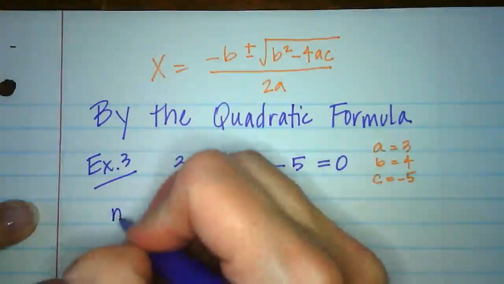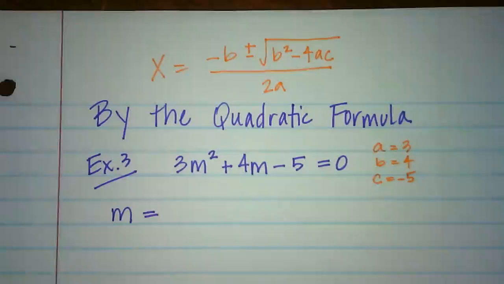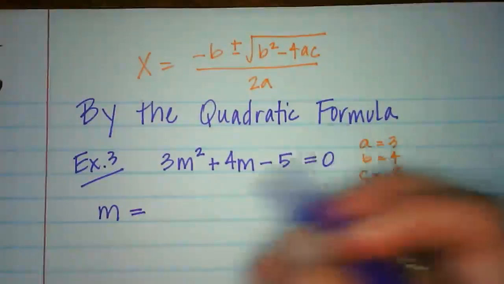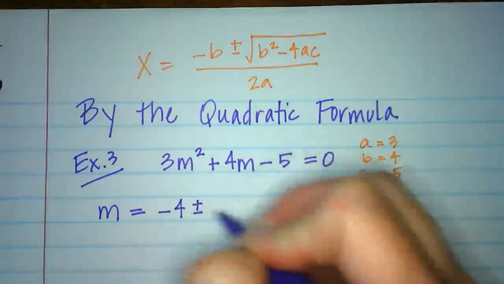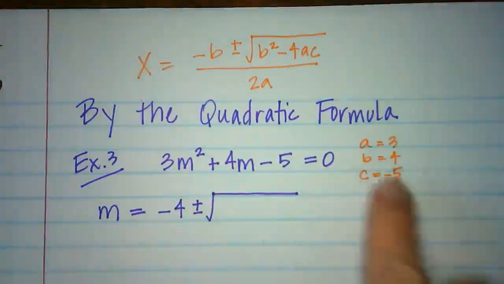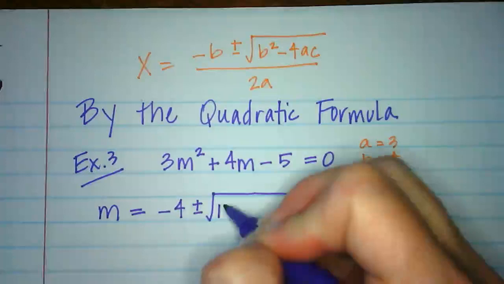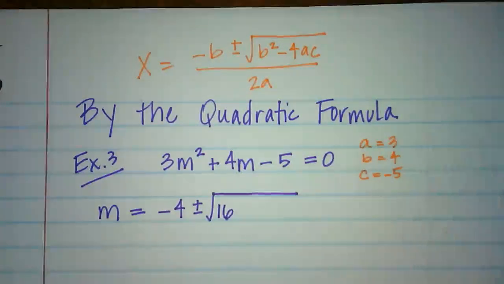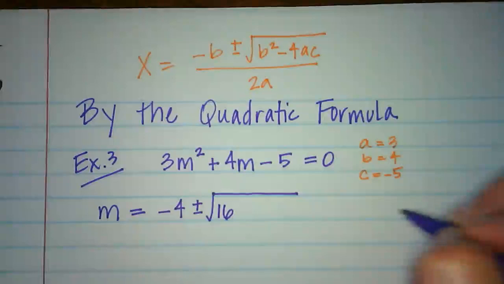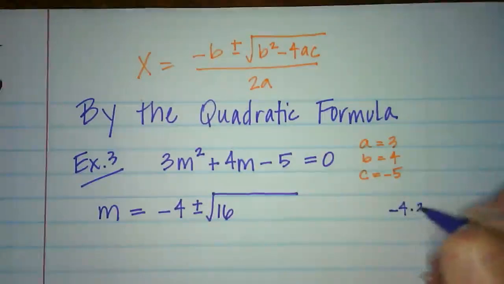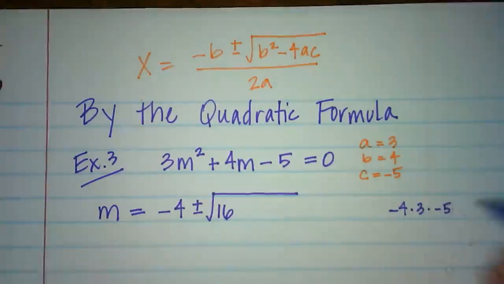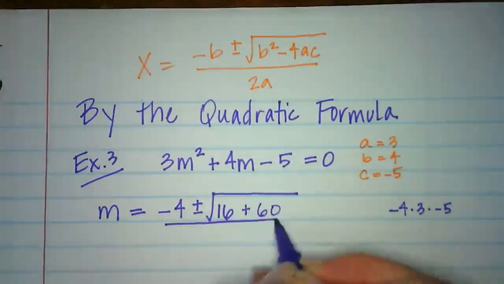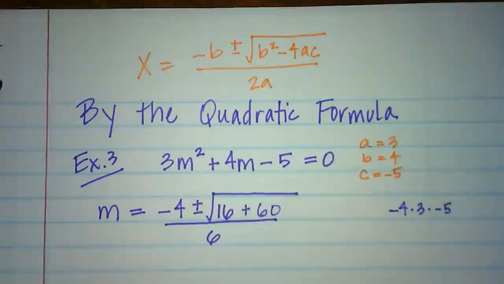Here we go. So m equals, all right, negative b is going to be negative 4 plus or minus square root. B squared would be 16. And this is where you have to be careful because we're doing minus 4ac. So that means negative 4 times 3 times negative 5. So you just need to be careful when you do that. So that looks to me like it's going to be a positive 60. And then all of that is over 2a, which is 6.